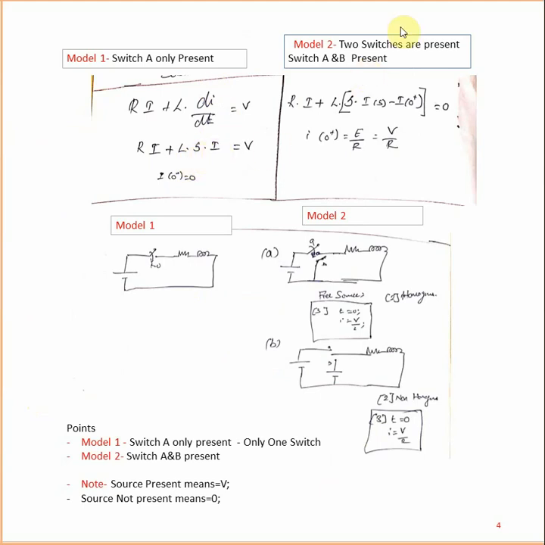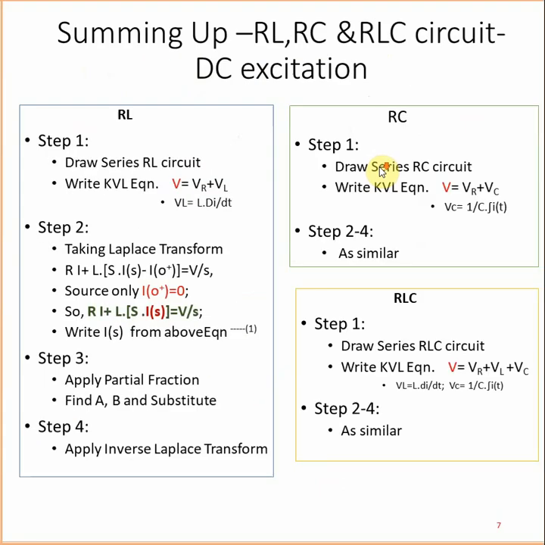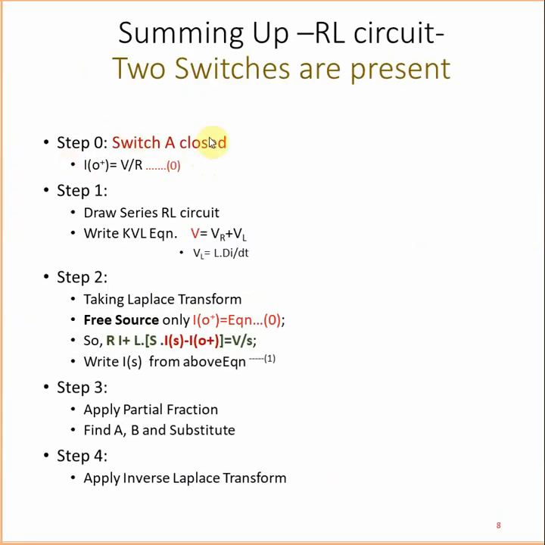If two switches are present, in that case what to do? Step number 0, you will find out the I value, similar to the transient response. After finding the I value, then KVL first equation, Laplace transform second equation. In the second equation, s into I of s minus I of 0. Don't put it as 0. Previously it was 0, but here don't put it as 0.